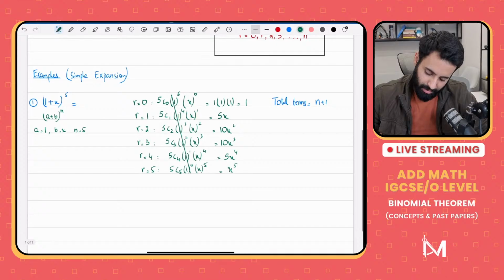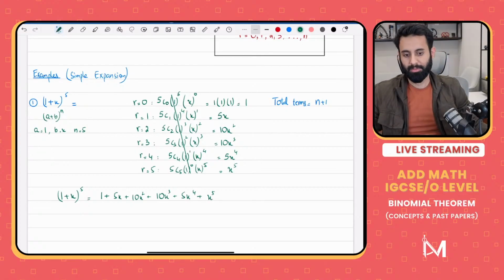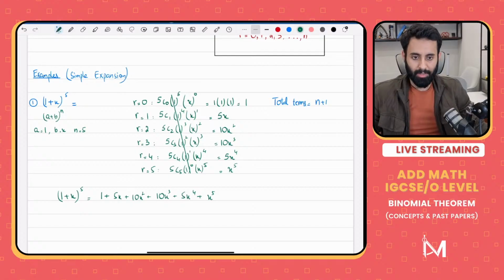In the end, don't forget to write your answer nicely, which is (1 + x) to the power 5, the expansion of which is equal to 1 plus 5x plus 10x squared plus 10x cubed plus 5x power 4 plus x power 5. That's the answer. Okay, so that was a very simple example, and let's do another one.